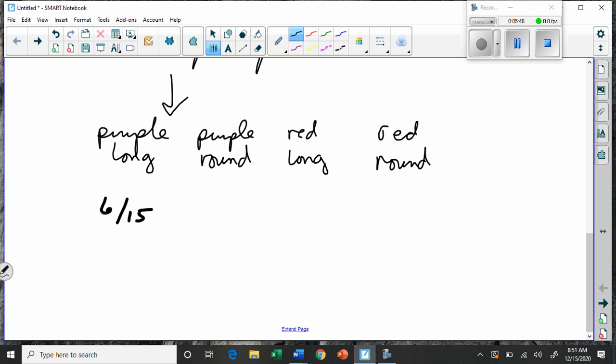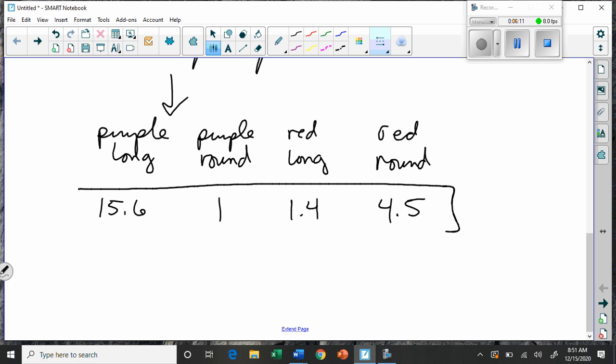And let's say we find, actually, sorry, I'm reading it wrong. Let me get this, here we go. Well, we find a 15.6, it wasn't a ratio, it was just a number. Then we get 1 like this, we get 1.4 like this, and 4.5, right? On average, these are the average outcomes. And they don't fit the Punnett square that would result from these crosses. So they don't match.